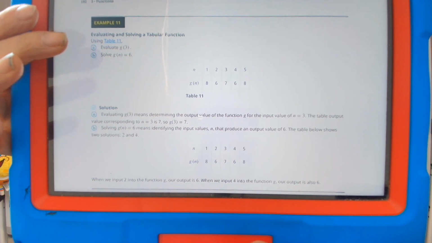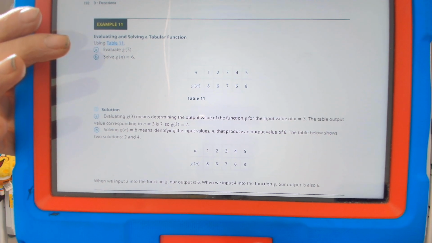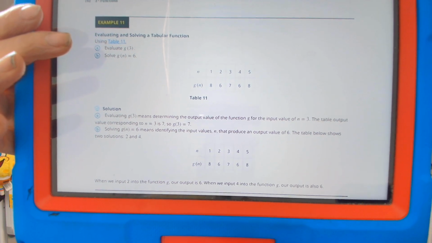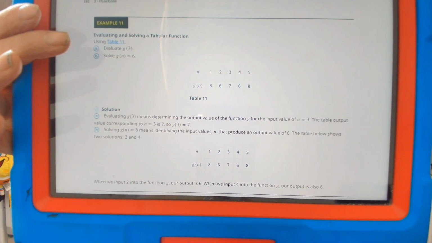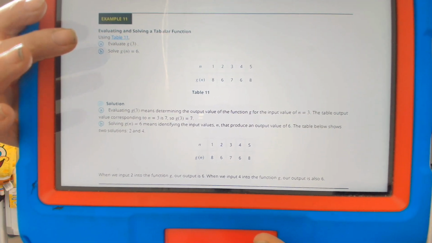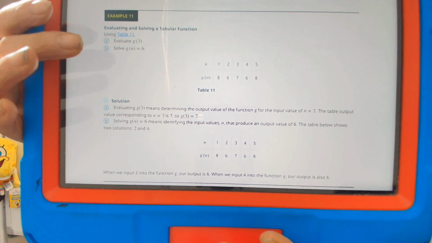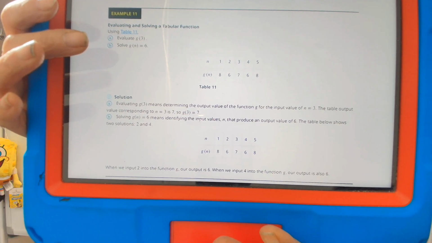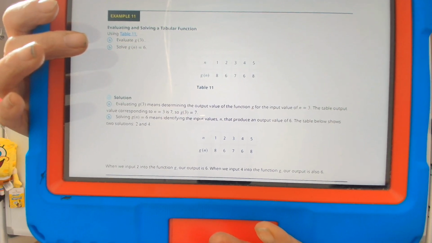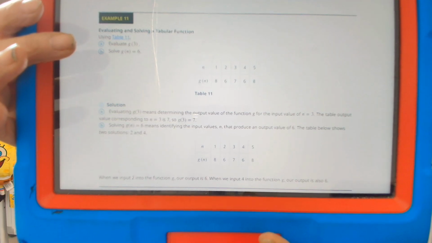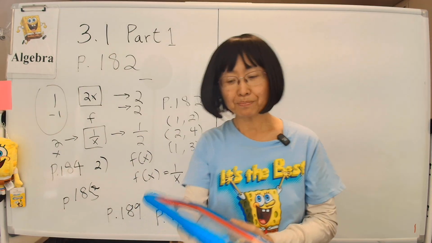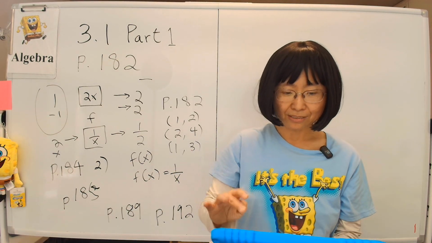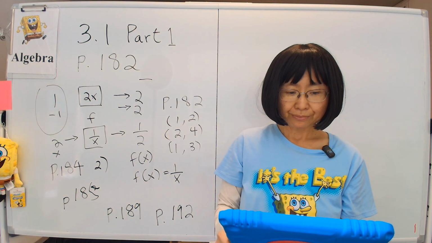The function is named g. So then g of 3, you just look down. What happens when n is 3? Then the answer is 7. And then the other question is, what if the result of g is 6? Where does it come from? Well, you look at the chart and it says 6 comes from 4. So g of 4 becomes 6, and that is the answer to example 11.